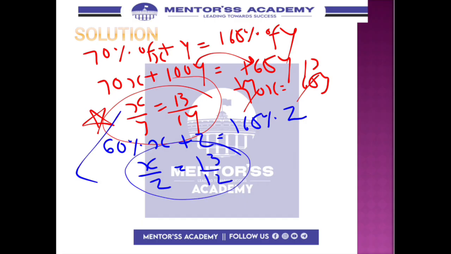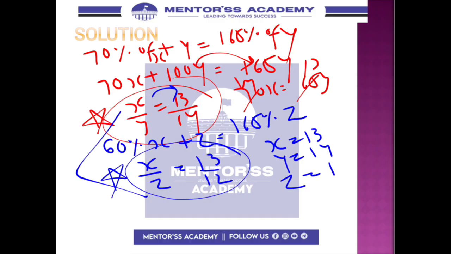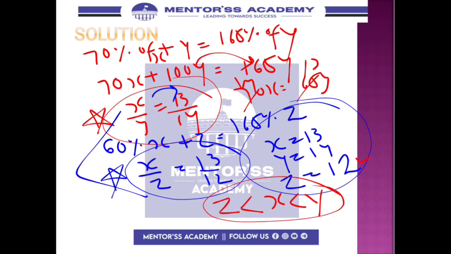So we have to combine these two equations. x by y equals 13 by 14, x by z equals 13 by 12. So that implies x equals 13, y equals 14, z equals 12. So what is the relation here? The relation here is z less than x less than y, right? z less than x less than y. So y is the greatest here.